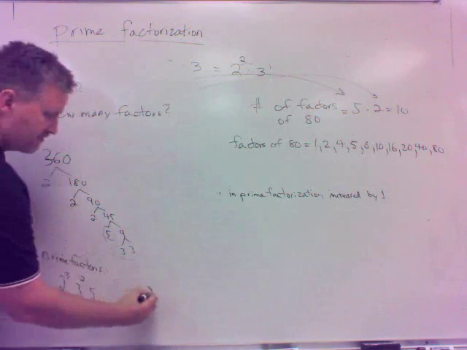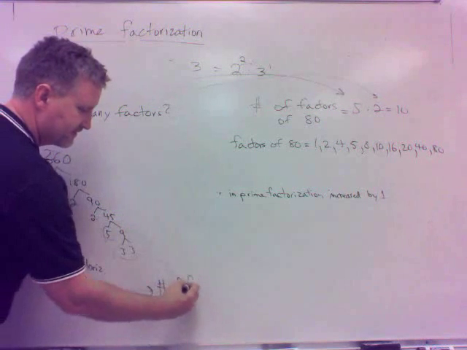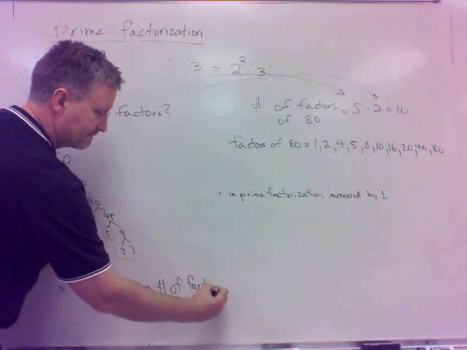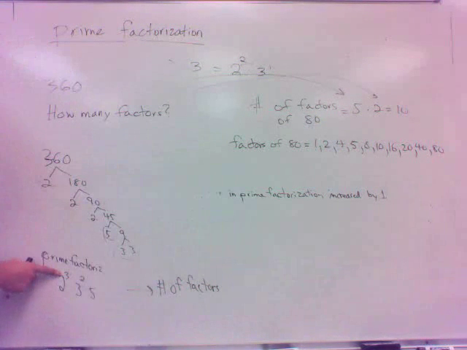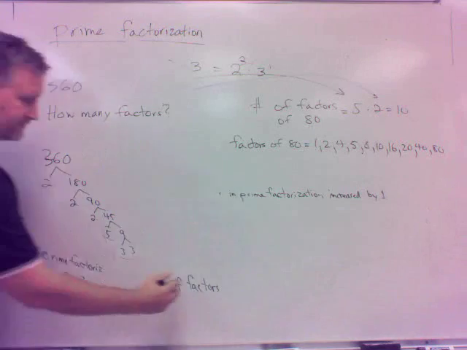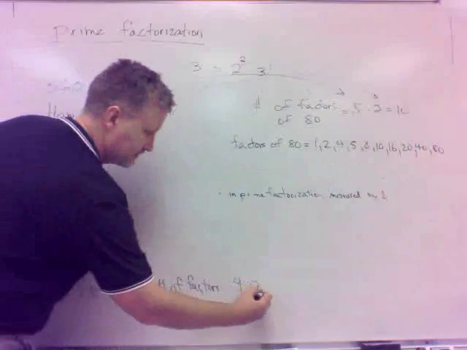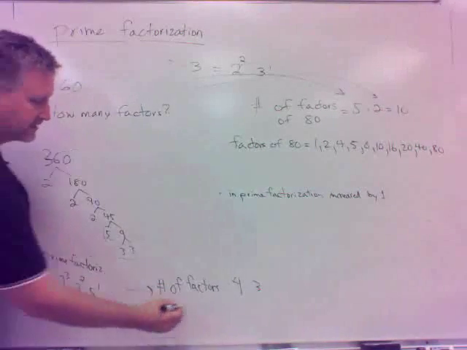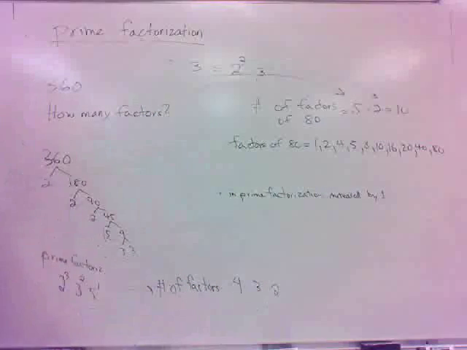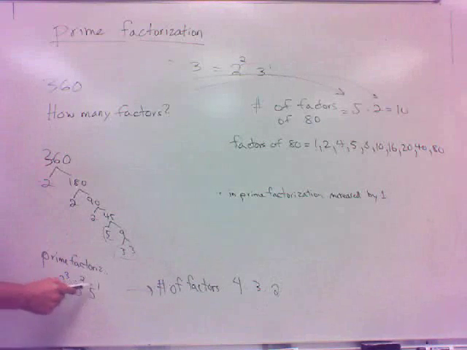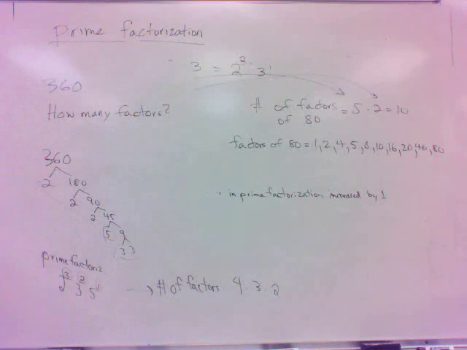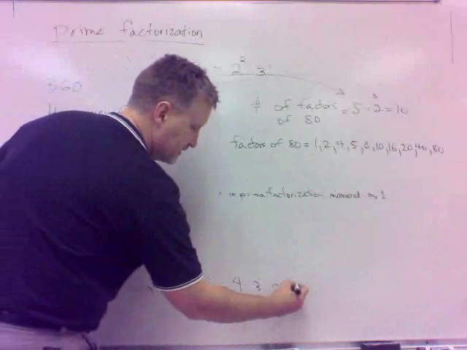So then the number of factors, just increase those by 1. So that's 4, 3, and the 5 is 1 power, so that'd be 2. See that? Just increase each power by 1. Just the powers. Increase each power by 1. 4 times 3 times 2 is 24.